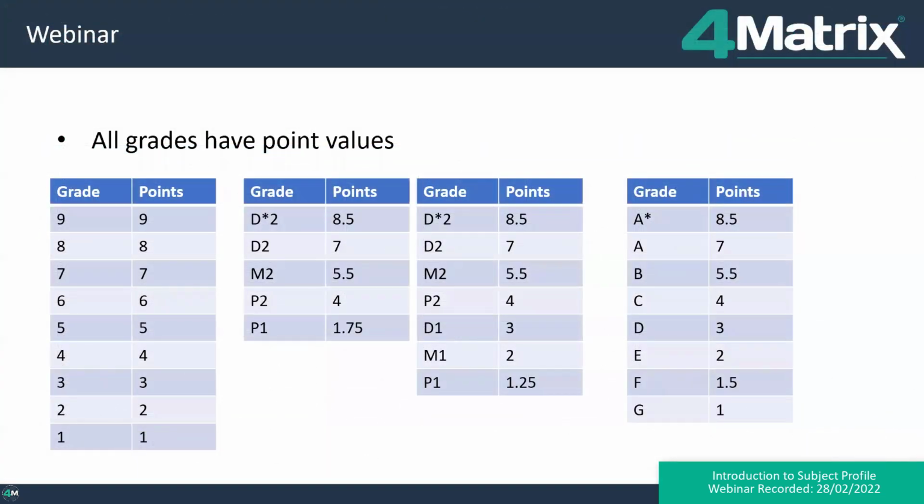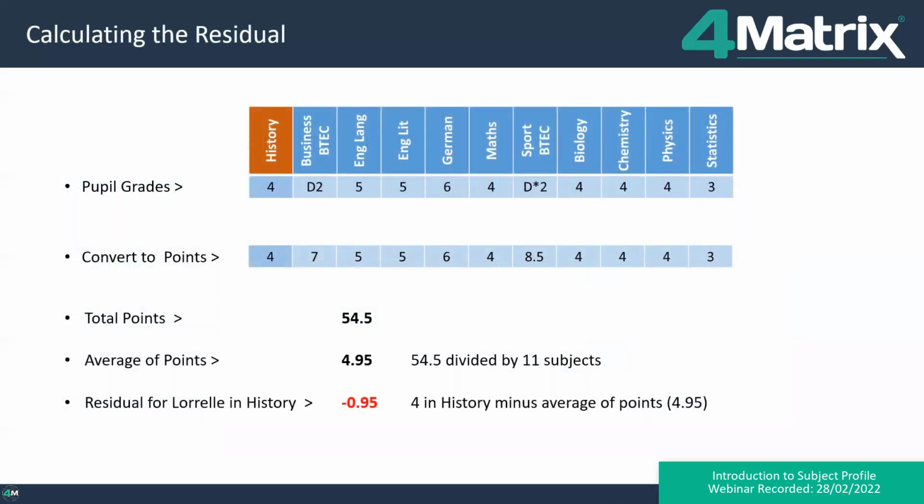So all grades have got point values. For 9 to 1 grades, it's usually the case that the grade number is also the point value. Different types of vocational subjects will have different grade values depending on the grades that can be awarded in that subject. So the old A star to G grades will also have point values attached to them. So to calculate the residual, we first need to find the average points value of Laurel's grades. So these are her grades across the top here. We then convert them to the points value.